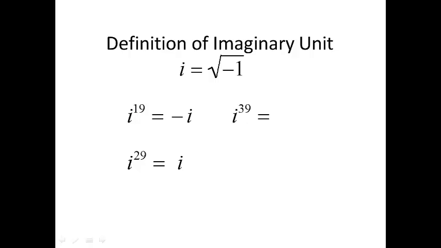i to the 39th: 39 divided by 4. 4 goes into 39, let's see, I believe 36 is the closest you can get with 3 left over. 3 left over is negative i again. What about i to the 46th? Divided by 4 goes into there 11 times, 44, 2 left over. 2 left over is i squared. i squared is just negative 1.